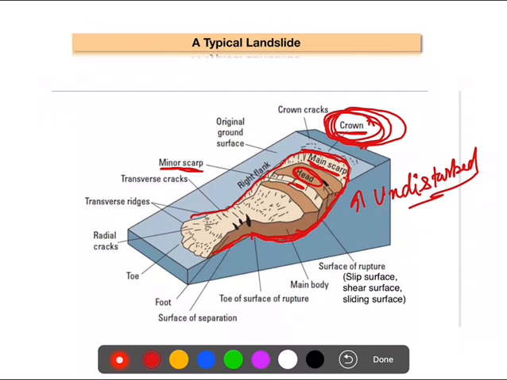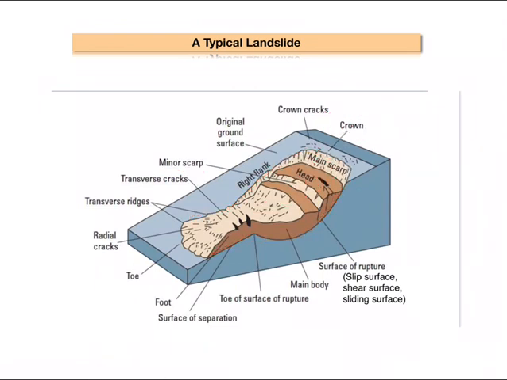Along the contact, so head is the upper part. These three are always at the uppermost parts of the landslide. So head is the upper part of a landslide along the contact between displaced material and the main scarp. So this is the displaced material, and the head is in contact with the displaced material and the main scarp.